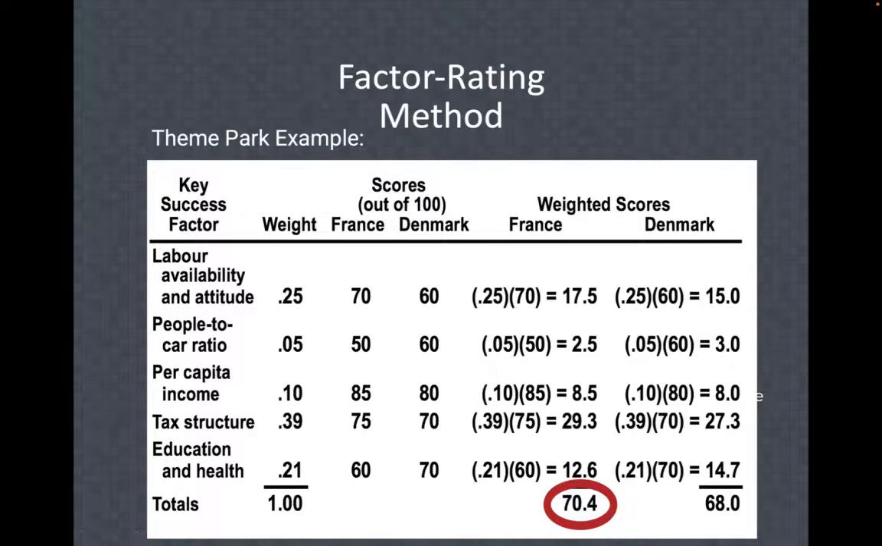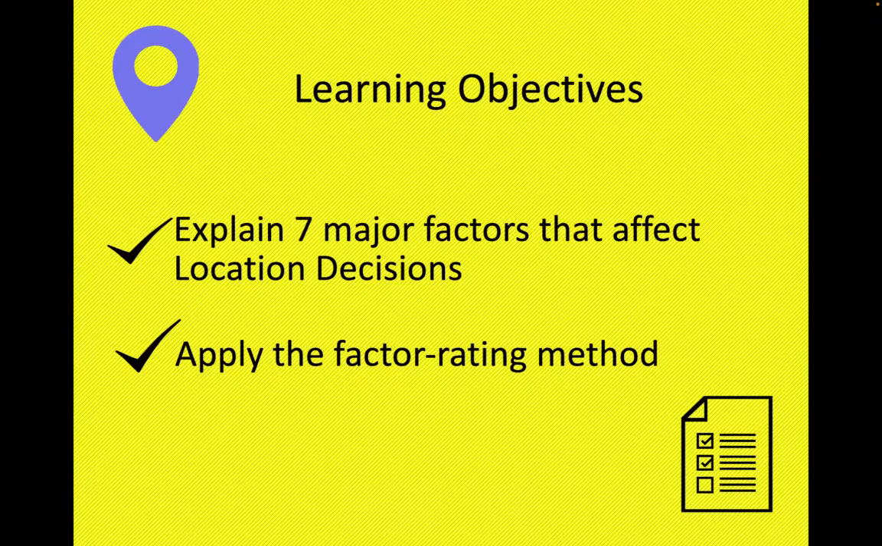But again, we'll spend a little bit more time on that. Okay, I just wanted to show you that. You're welcome to pause the video and try and do your own calculations. But this is what we mean with a factor rated method. It helps us make decisions based off of the most important factors in the location considerations. So that's our 7 major factors that affect location decisions. And then finally, we've applied the factor rating method to that theme park example.